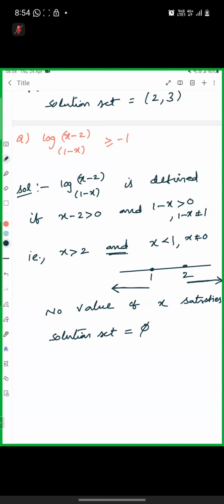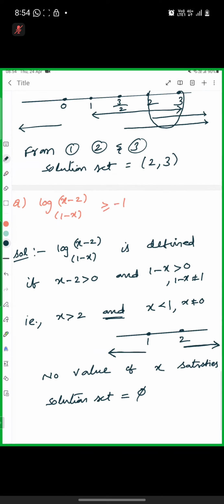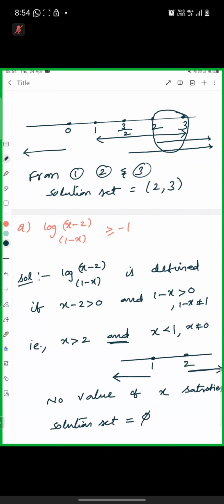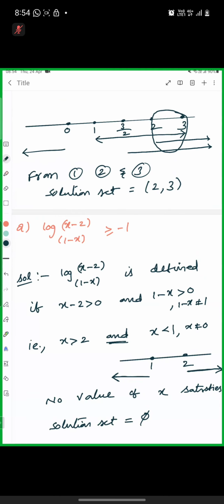Sir, could you show the solution from first, sir? Could you scroll up once? You want the solution for the first question? Sir, this question, from first I want. This is the question. Yes, sir.